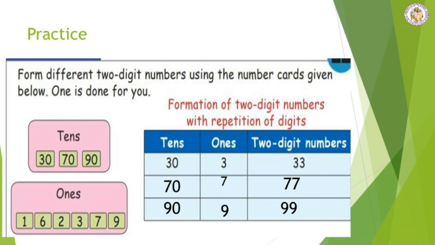Among the ones cards, I am selecting the number 7. So 70, that is 7 tens and 7 ones. What is the number? 77. And the third one, among the tens cards, we are choosing 90. Among the ones cards, we are choosing 9. So the number is 99. This is the formation of two-digit numbers with repetition of digits. Yes, in the tens place also the same number and in ones place also the same number.